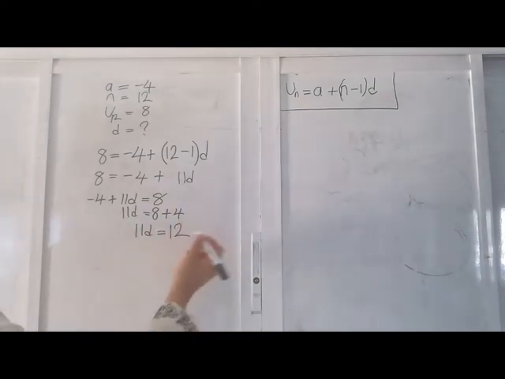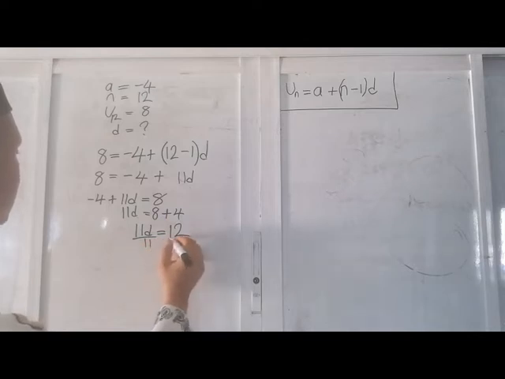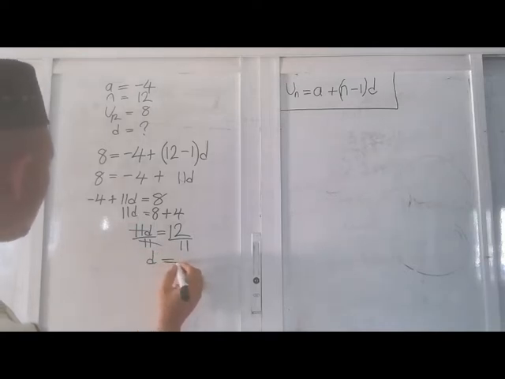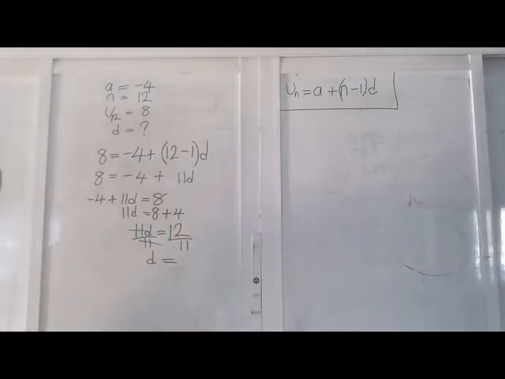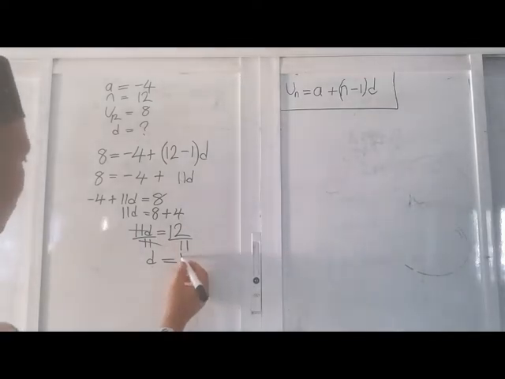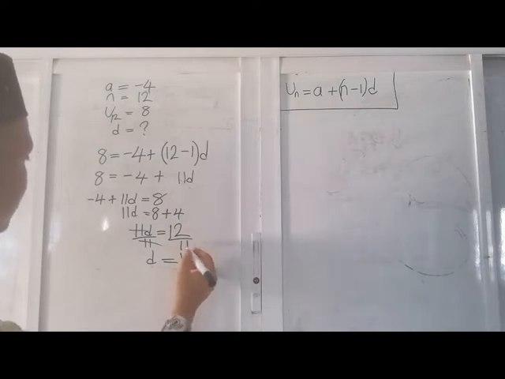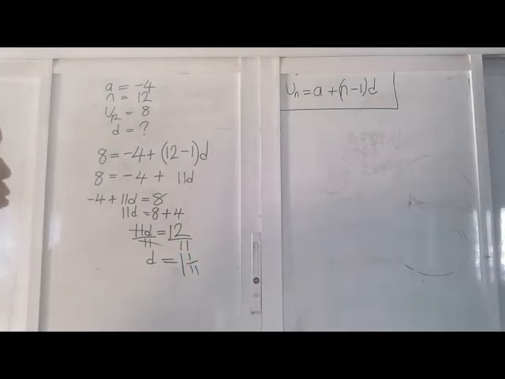So to make d the subject, I will divide both sides by 11. And when I do that, 11 cancels out 11, leaving me with d equal to 12 over 11. I can convert it to a mixed fraction. 12 divided by 11 will be 1, that is one whole number. The remainder 1 stays over the denominator 11. So it becomes one whole number, 1 over 11. That is the common difference of the arithmetic progression. Very, very simple, isn't it?